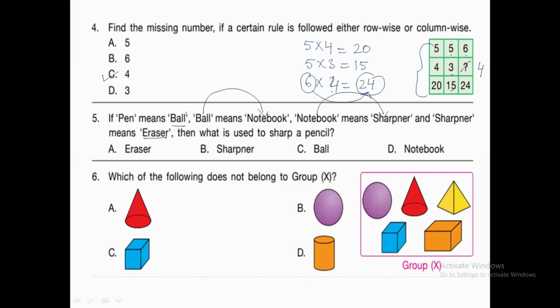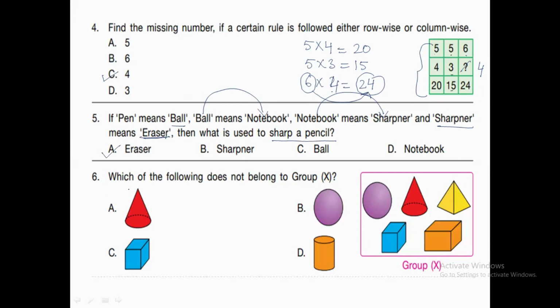Next, we are representing ball with notebook. Now notebook is represented with sharpener. Now sharpener means eraser. Now the question is asking, what is used to sharpen a pencil? Which tool do we use to sharpen a pencil? To sharpen the pencil we use a sharpener. Now here in the question, sharpener means what? Sharpener means eraser. So that's why option A, eraser, is our correct answer.